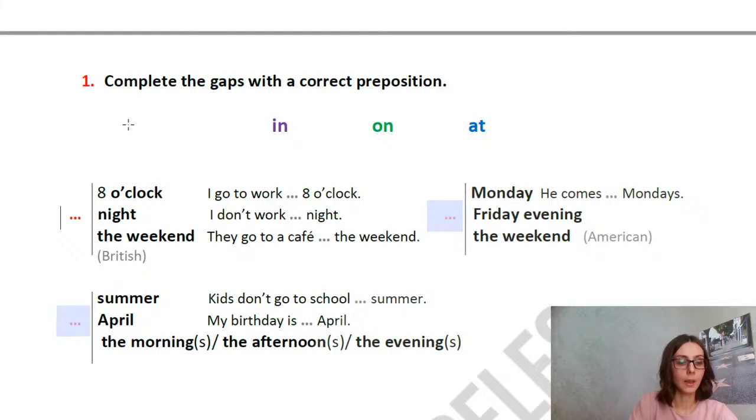So the answer is at. So you will say at 8 o'clock, I go to work at 8 o'clock, at night, I don't work at night. And the British would say at the weekend. They go to a cafe at the weekend.